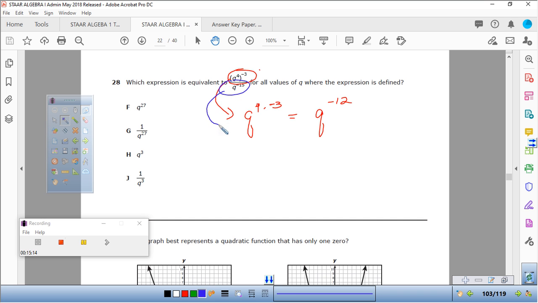We're going to bring it down here, q to the negative 15. And we should bring it over here, q to the negative 15. Now, the rule for this one, when they're set up like this, is a quotient, a division idea.